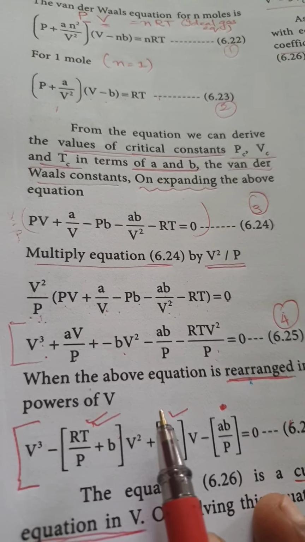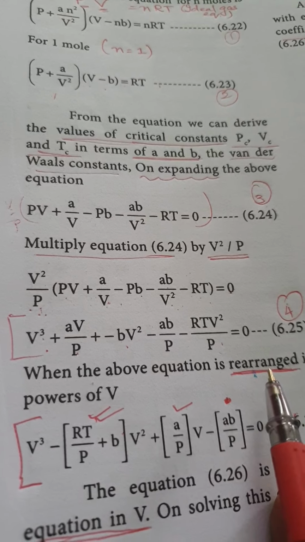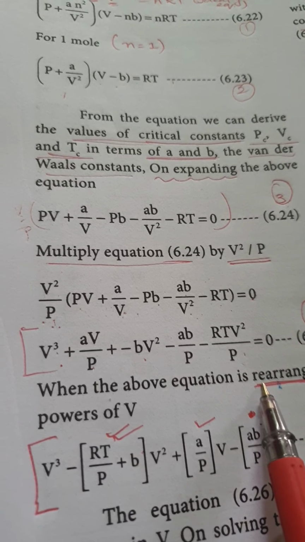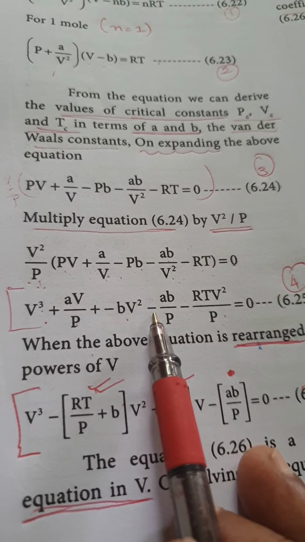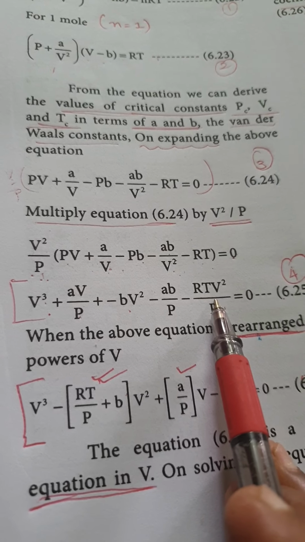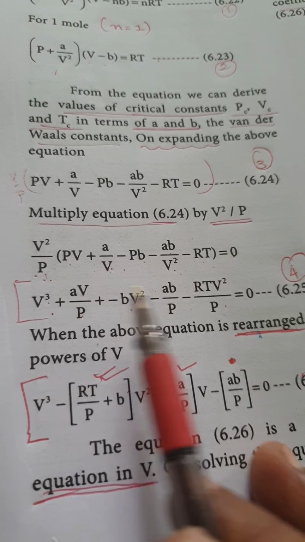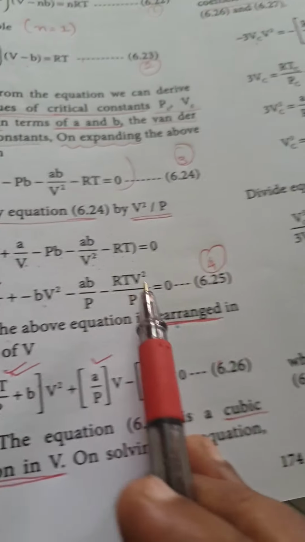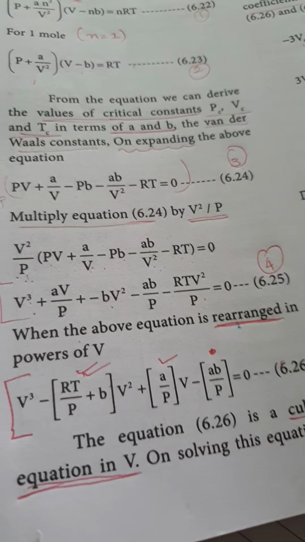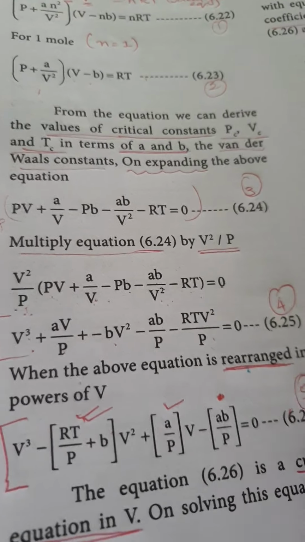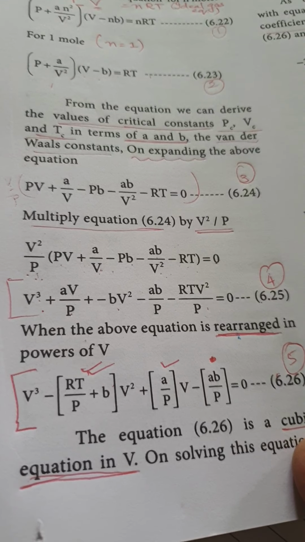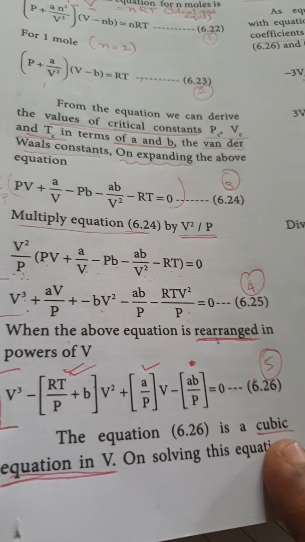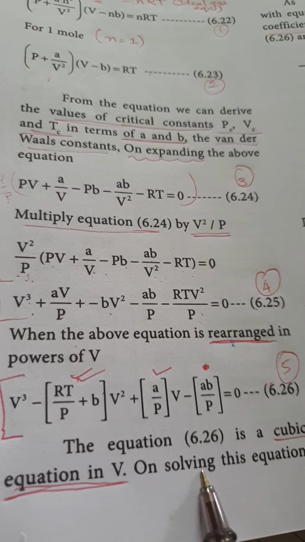Now, you're going to rearrange this fourth equation in terms of the powers of V. So you have V cube, V squares, V square here also, V alone and a term without V. So rearrange it and you will get this equation number 5. After getting equation number 5, this is a cubic equation in volumes.